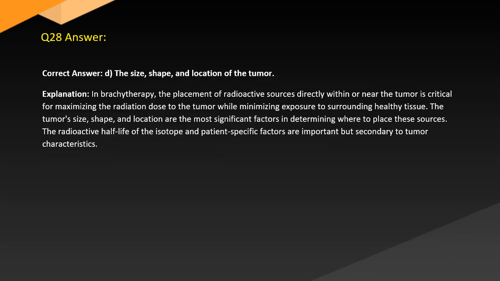Answer. Correct answer: D. The size, shape, and location of the tumor. Explanation: in brachytherapy, the placement of radioactive sources directly within or near the tumor is critical for maximizing the radiation dose to the tumor while minimizing exposure to surrounding healthy tissue. The tumor's size, shape, and location are the most significant factors in determining where to place these sources. The radioactive half-life of the isotope and patient-specific factors are important but secondary to tumor characteristics.